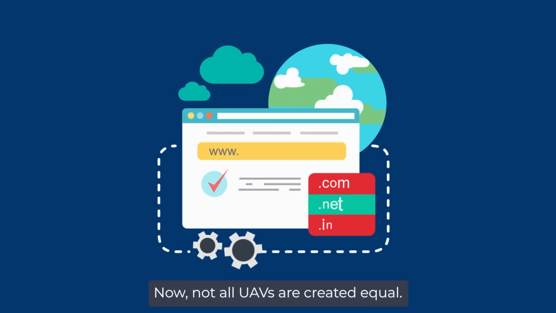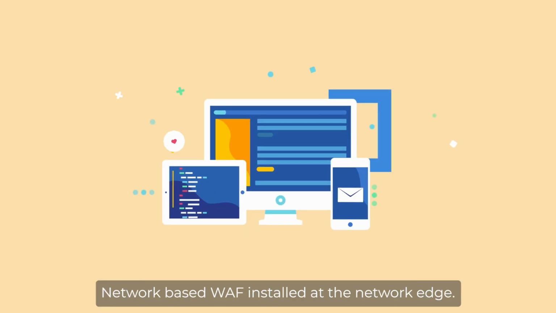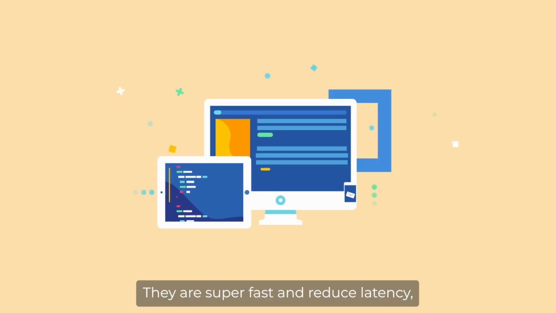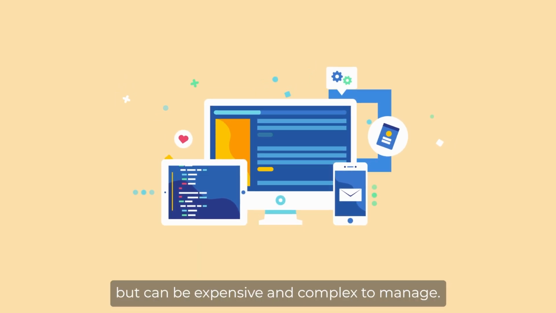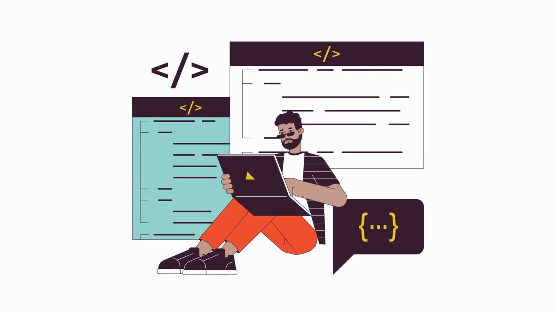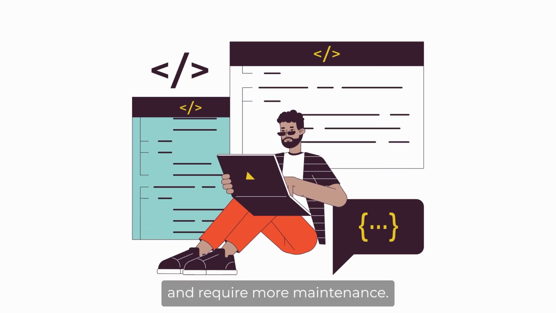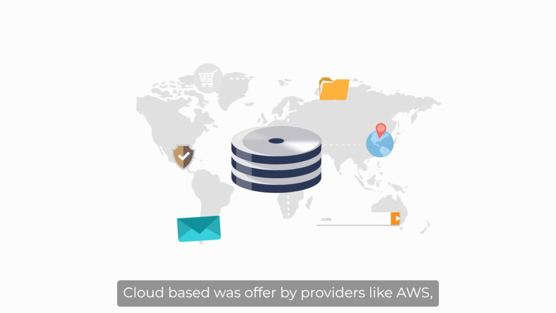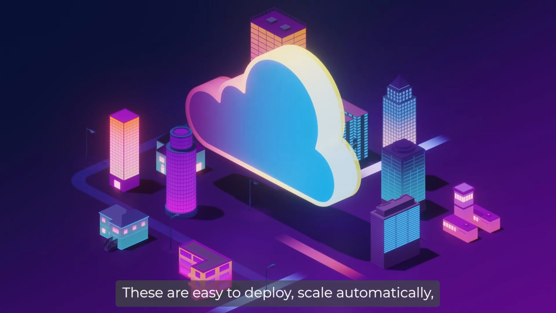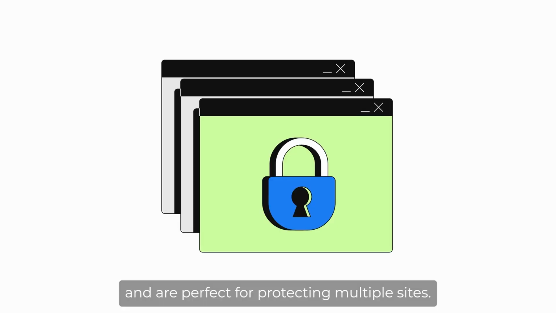Now, not all WAFs are created equal. Let's break down the three main types. Network-based WAFs are installed at the network edge. They are super fast and reduce latency, but can be expensive and complex to manage. Host-based WAFs run directly on the web server itself. They are customizable, but use up server resources and require more maintenance. Cloud-based WAFs are offered by providers like AWS, Cloudflare, or Azure. These are easy to deploy, scale automatically, and are perfect for protecting multiple sites.